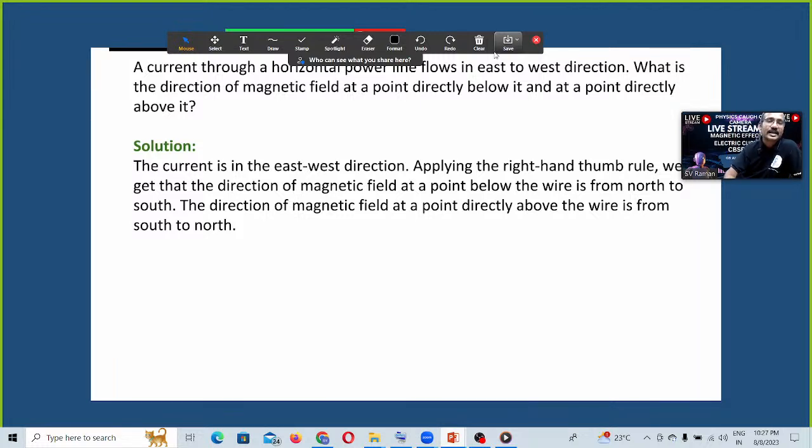Hope you understood what Maxwell's right hand thumb rule is. Yes, audience, you can give me a chat message. Did you understand or not? Maxwell's right hand thumb rule. I guess understood. Any doubt? Any doubt? You can reply through chat.